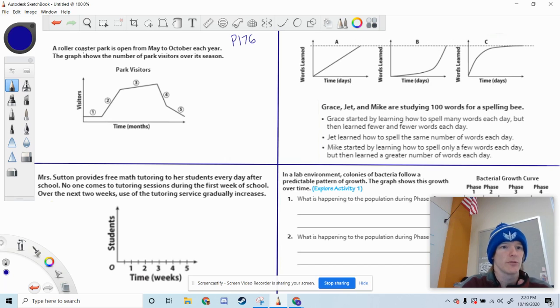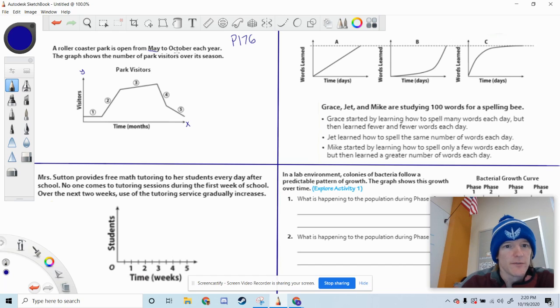problem. It says a roller coaster park is open from May to October each year. The graph shows the number of park visitors over its season. So we have the full graph here. The graph is titled Park Visitors. We have visitors on the left and we have time, months, on the bottom. So our y-axis represents the amount of people, the visitors of the park, and our x-axis represents the amount of time that is passing in months.